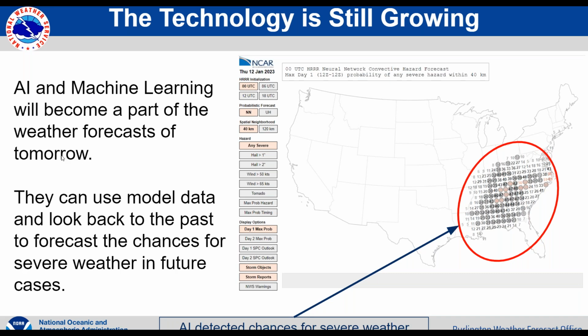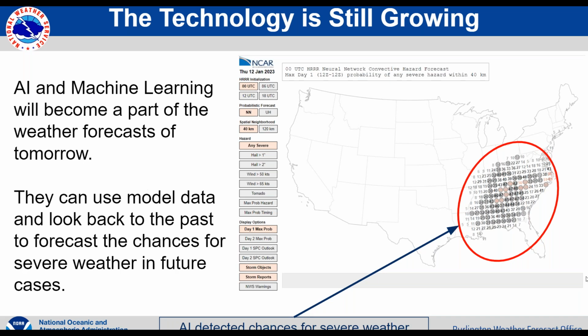Machine learning is going to be playing a part in the weather forecasts of tomorrow. There's experimental work being done on using things like neural networks and AI type forecasts. They use a lot of model data and look back to the past to forecast the chances of severe weather in the future. So they take previous forecasts and see what their observations of similar type patterns are in their correspondence with severe weather, and try to pinpoint the probability of severe weather.